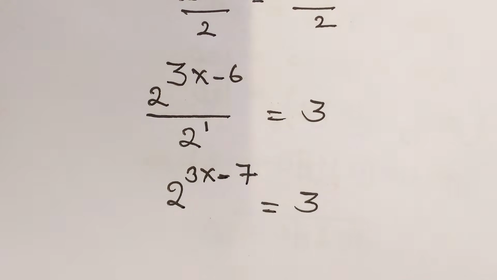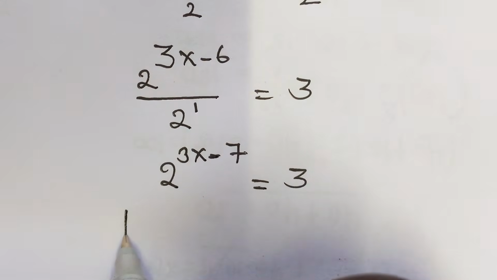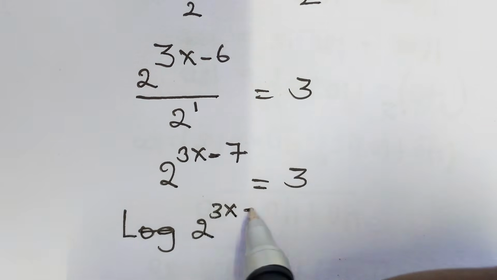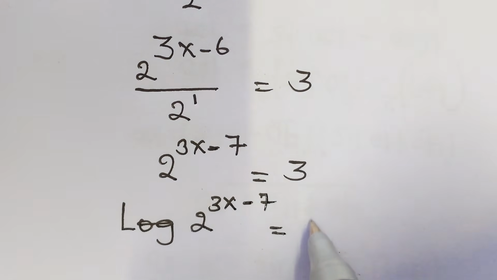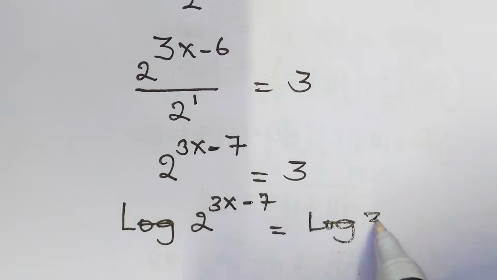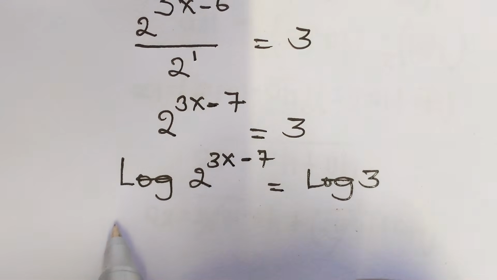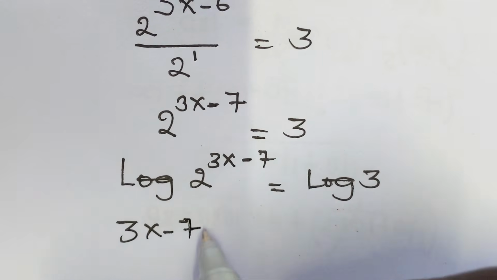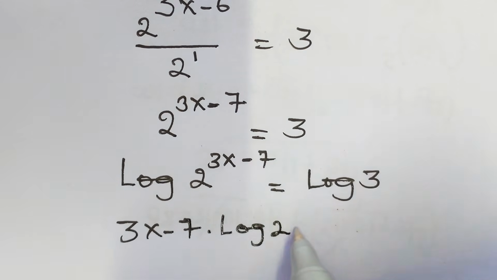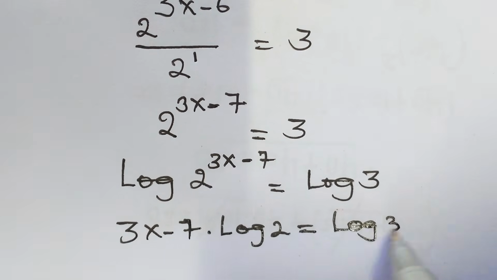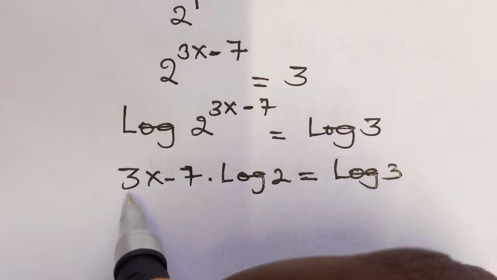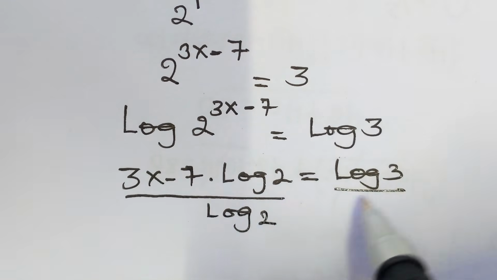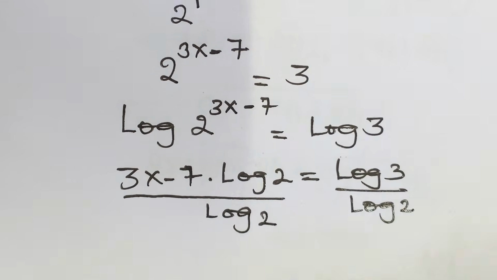Then at this stage we can apply logarithm on both sides, where we have logarithm of 2 power 3x minus 7 equals logarithm of 3. We write this as 3x minus 7 times logarithm of 2 equals logarithm of 3. Then we can divide both sides by logarithm of 2.